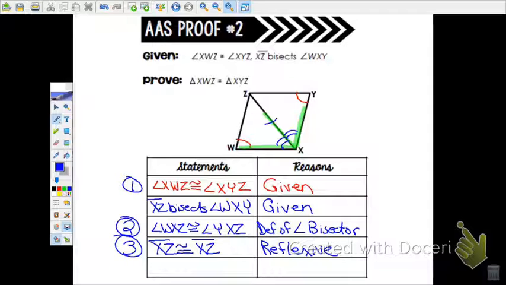When I look at the triangle on the left, I have angle, angle, side. If I look at my other one on the right, I have angle, angle, then the side. So I know that my triangles are congruent. XWZ is congruent to triangle XYZ, and that's angle, angle, side.